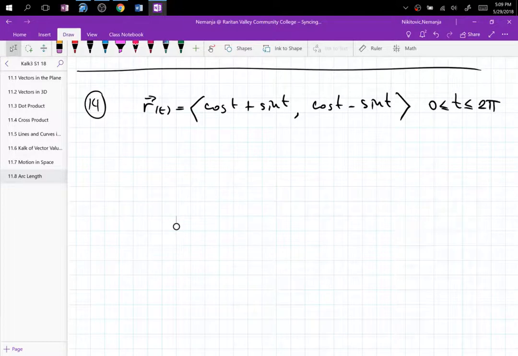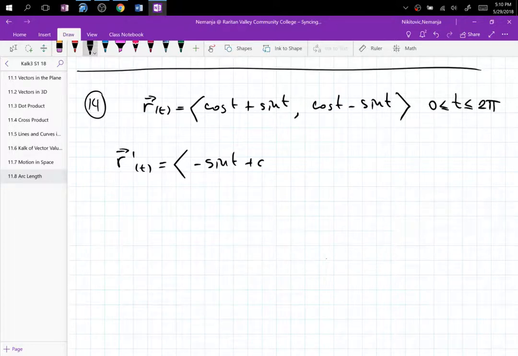Are we having issues on taking derivatives? Good. Let's take a look at this. So R prime is going to be negative sine t plus cosine t, comma, negative sine t minus cosine t.